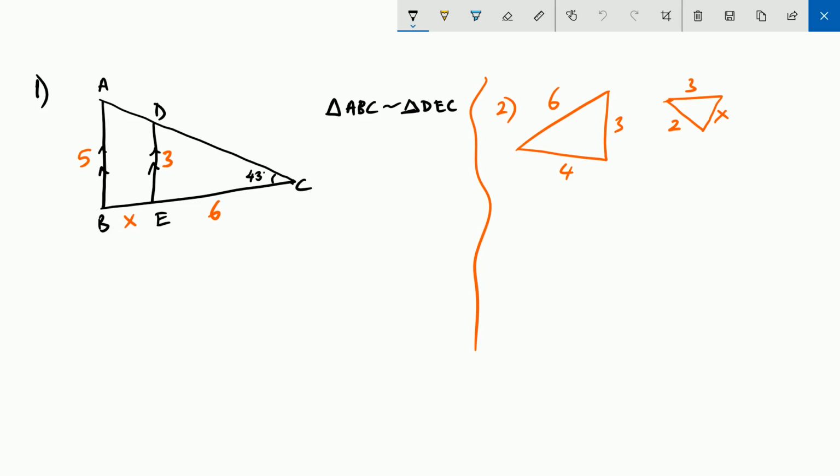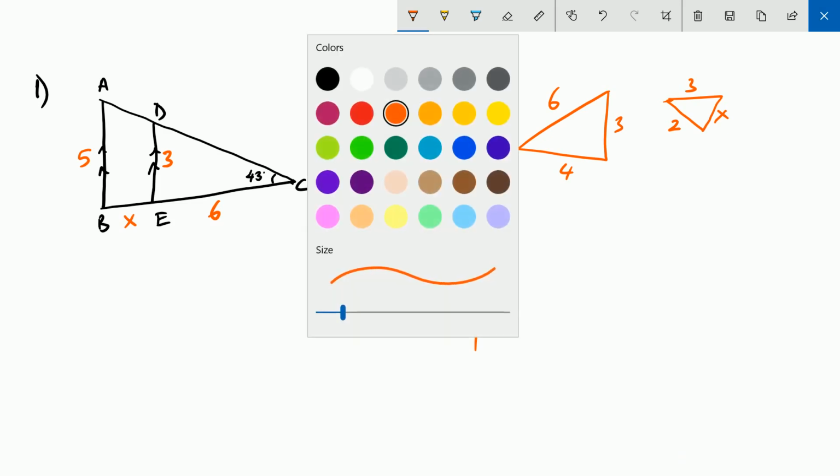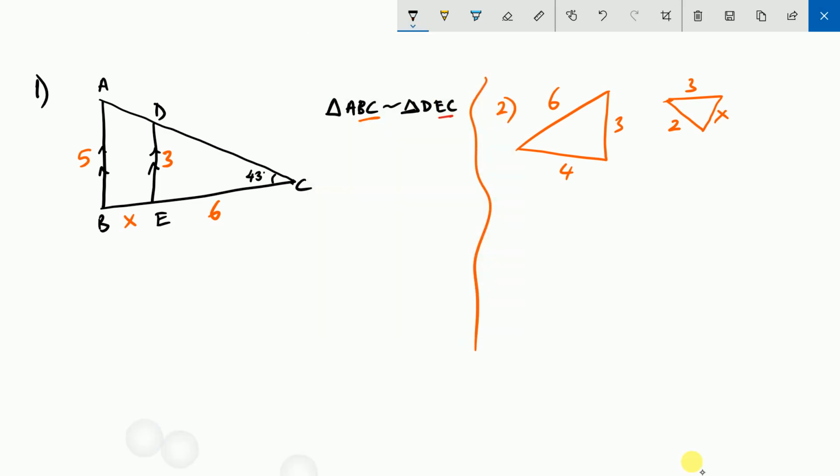Students, let's continue solving another two examples of similarity. Triangle ABC is similar to triangle DEC. So let's create the ratio. Let's create our proportion. First of all, the side EC, as you see here, is similar to side BC. Let's write it. EC is 6 over BC is x plus 6.